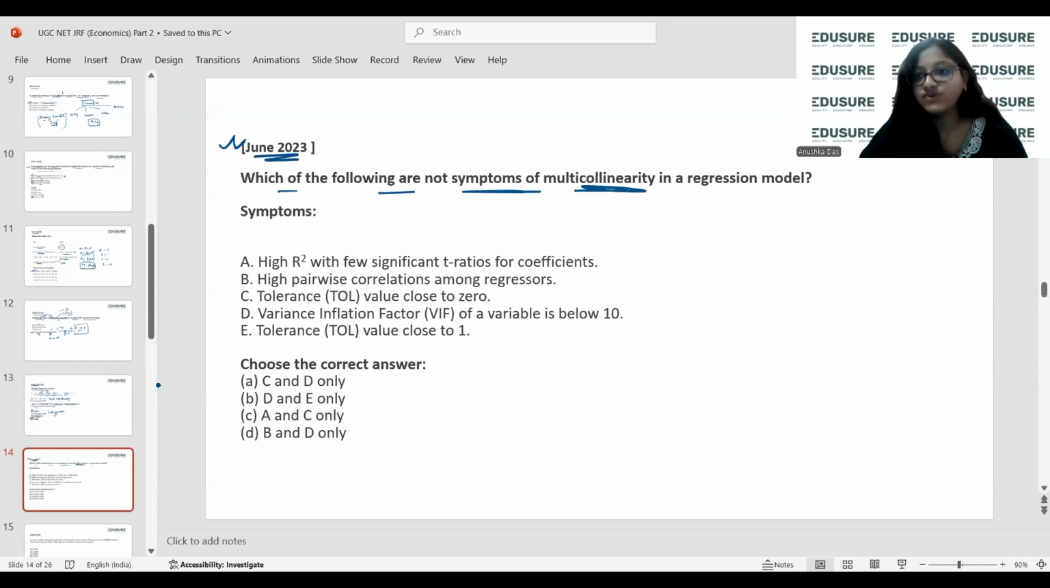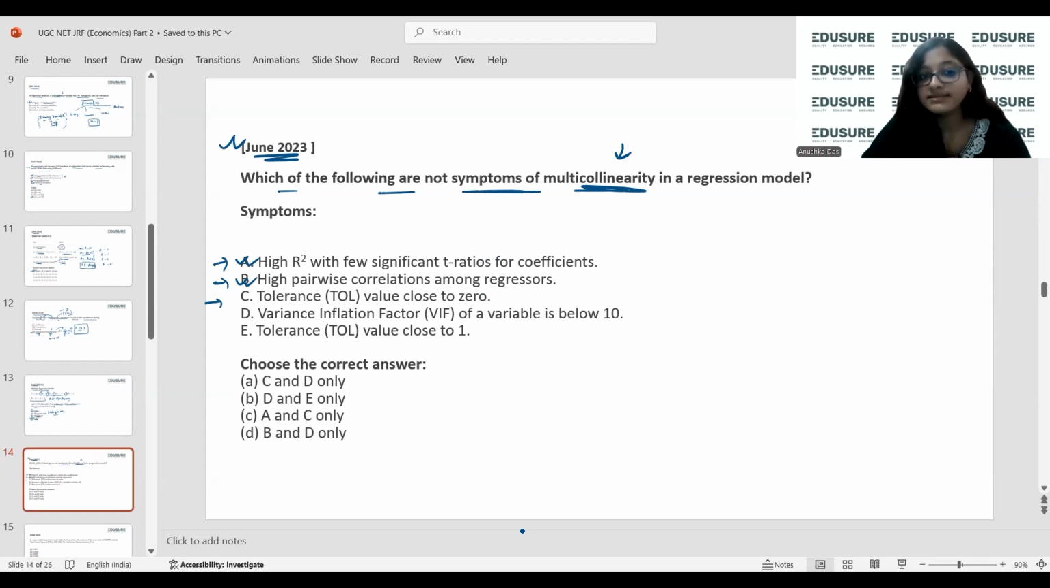High R square and few significant T ratios, which is point number 1. See, high R square with few significant T ratios for the coefficients. This is one of the thumb rules. If this is present in your model, you can be 100% sure that multicollinearity exists. So A is definitely true. The second point is saying high pairwise correlation. That is also true. What is multicollinearity? Multicollinearity means the explanatory variables are correlated with each other. So if you take pairwise correlation, definitely the pairwise correlation will come out to be very high. So this option B is also true.